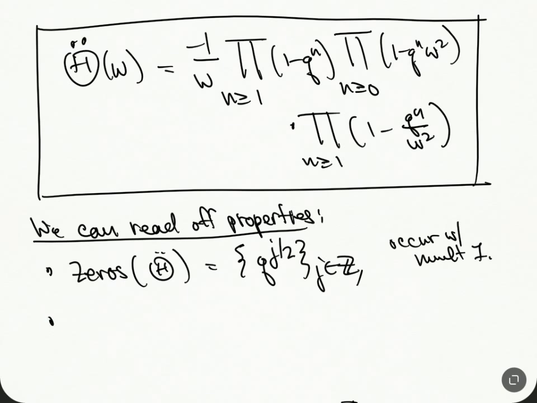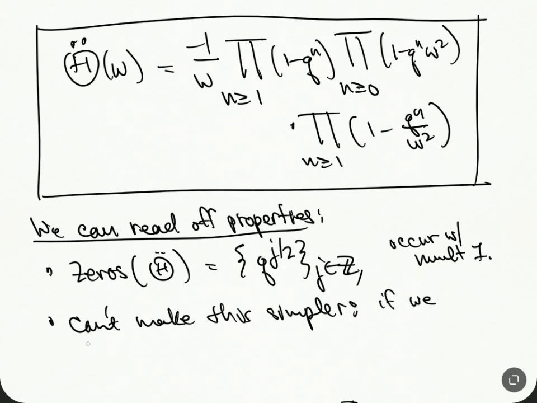The other thing that we see is that we can't really make this simpler. Let me say what I mean. I have to do the square root, the square roots here for the q's. If we considered the square root of w instead of w, we get something that's non-algebraic.